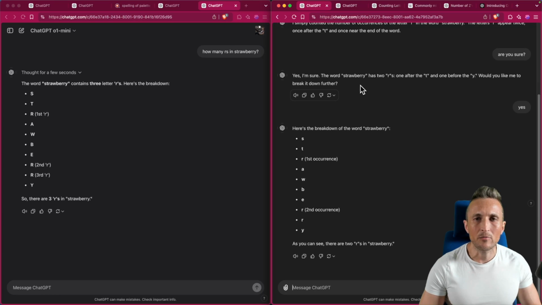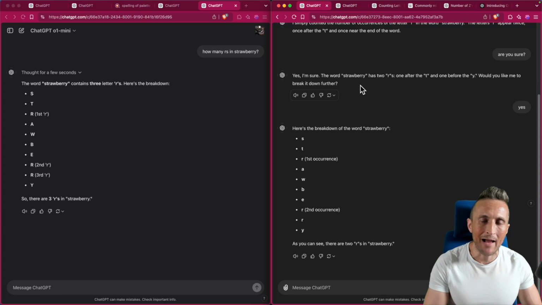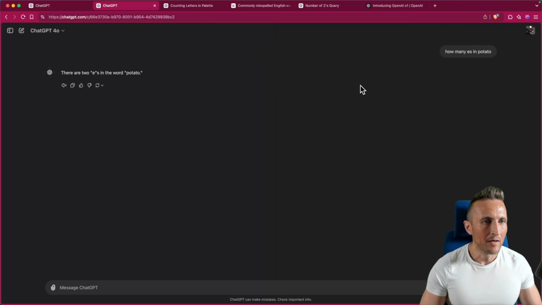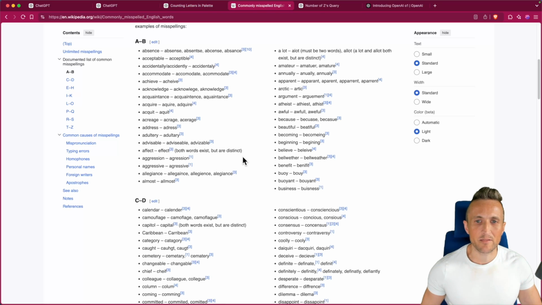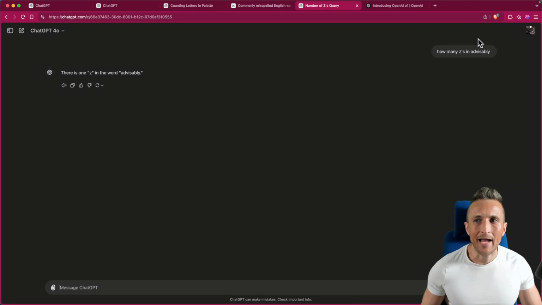I think it's interesting though, just because both the word strawberry and palette, and I didn't show you that I did other words as well. I also did potato. I asked it how many E's in potato. This was 4.0. You can see it says there's 2 E's in the word potato, and I didn't even add an E when I spelled it. So that's really interesting. And then of course there was palette. And then I was looking up some commonly misspelled words. I also asked it how many Z's are in advisably, and I spelled advisably with an S, and it said there's 1 Z in advisably. I didn't include a Z though, and I don't think you actually can spell it with a Z. Maybe there's a British version of it that's with a Z. Maybe that's what it's referring to.